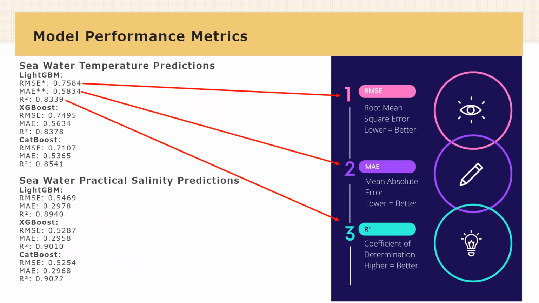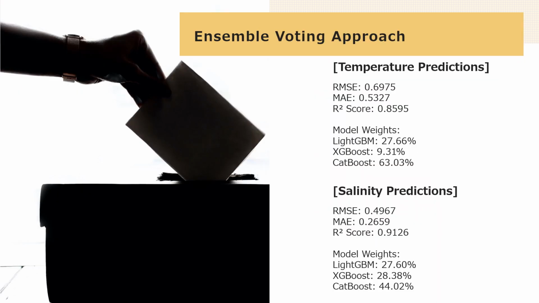As we assessed each model's performance using key statistical metrics, CatBoost outperformed the other models on these metrics, though it demanded more computing time. To improve the outcomes indicated by these metrics, we utilized the ensemble voting method, which yielded the best performance compared to all individual models.